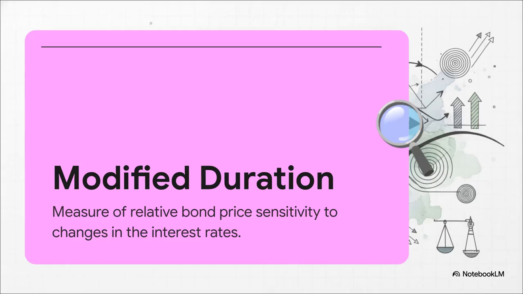So while Macaulay gives us a time metric, modified duration gives us a risk metric. Look at that partial derivative there. Let's just translate it into plain English. It simply measures how fast the bond price changes when the interest rate moves a tiny, microscopic bit. It's your first-order sensitivity. And dollar duration? That just scales that percentage into hard cash, showing you the absolute dollar impact on your portfolio.